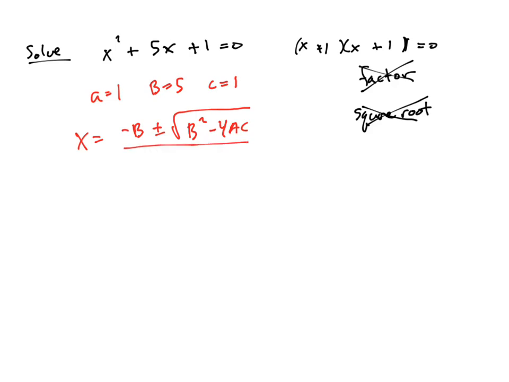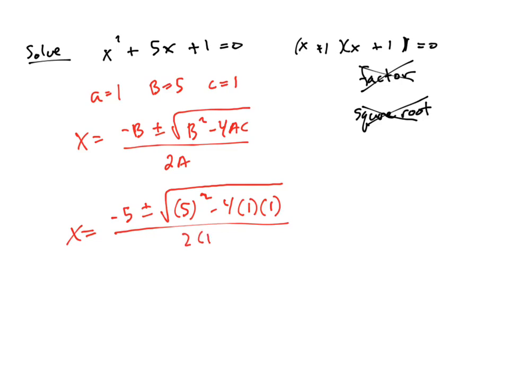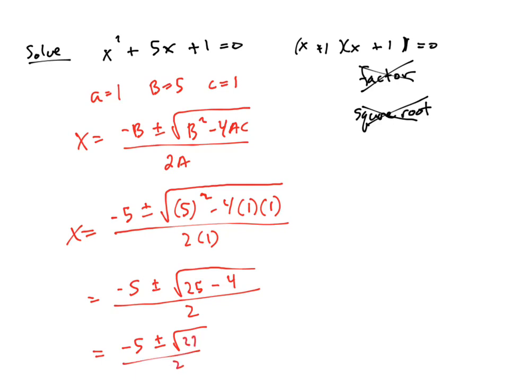Okay, so we need to figure out what a, b, and c are. So x is equal to the opposite of b, plus or minus square root b squared minus 4ac divided by 2 times a. So you end up with -5 plus or minus the square root of 5 squared, which is 25, minus 4 times 1 times 1, which is 4, divided by 2. And we end up with -5 plus or minus the square root of 25 minus 4, which is 21, divided by 2. And that gives us our solution.